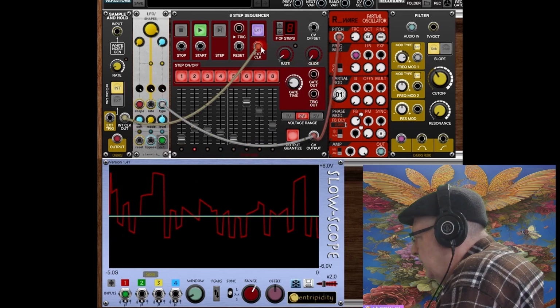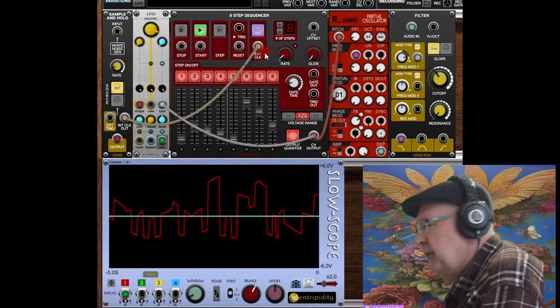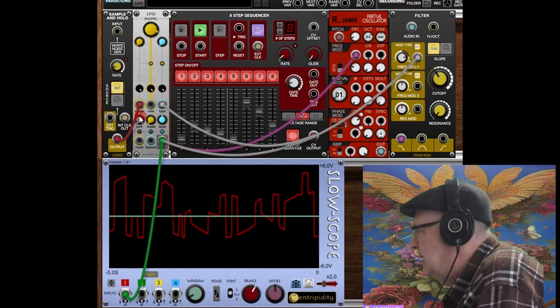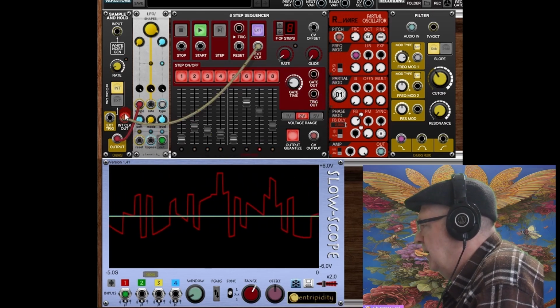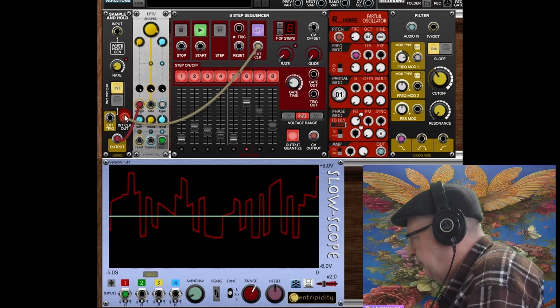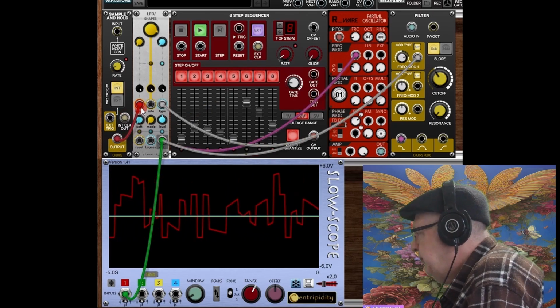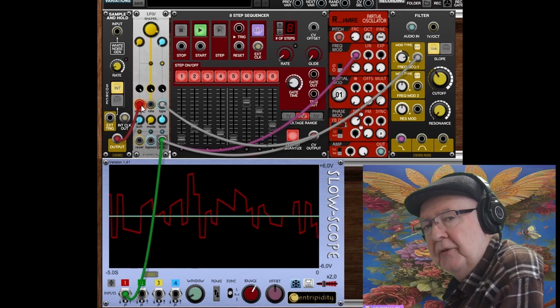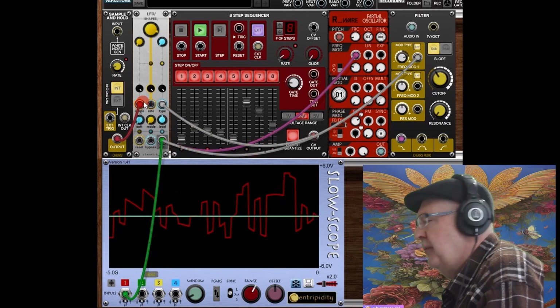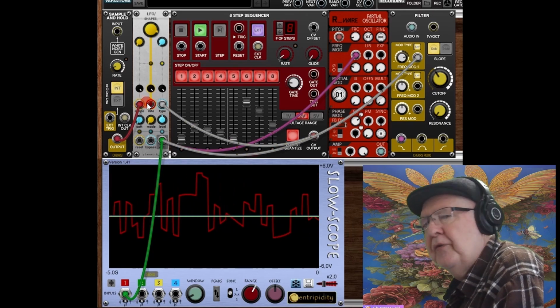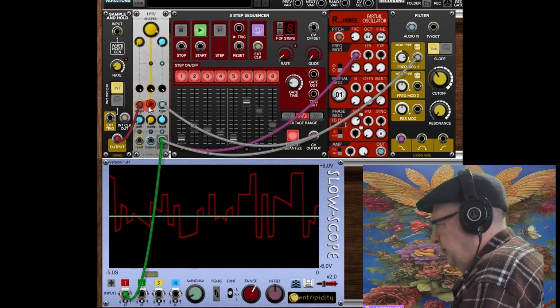The sequencer is stepped externally, clocked externally. It's clocked by the sample and hold module, which modulates the shape of the LFO. So once again, this means that the shape changes only from note to note.